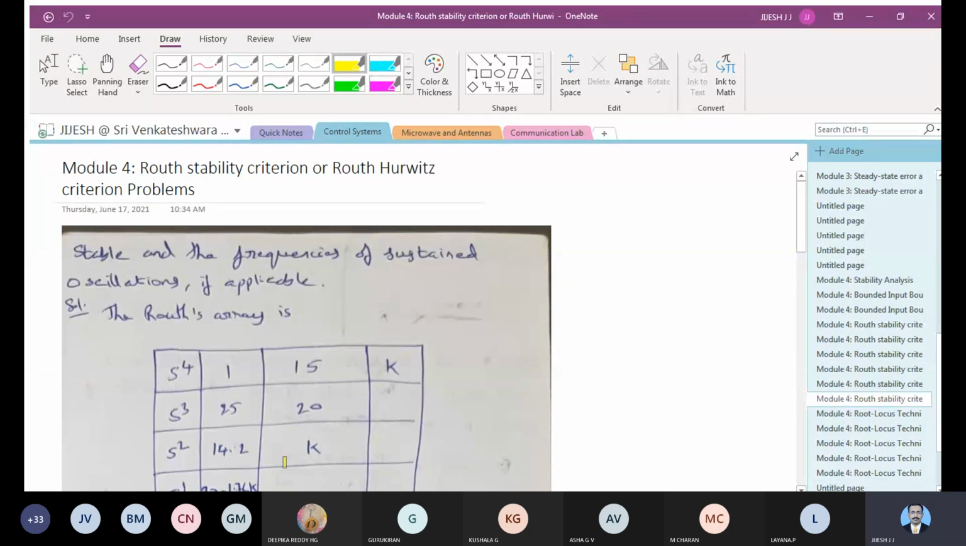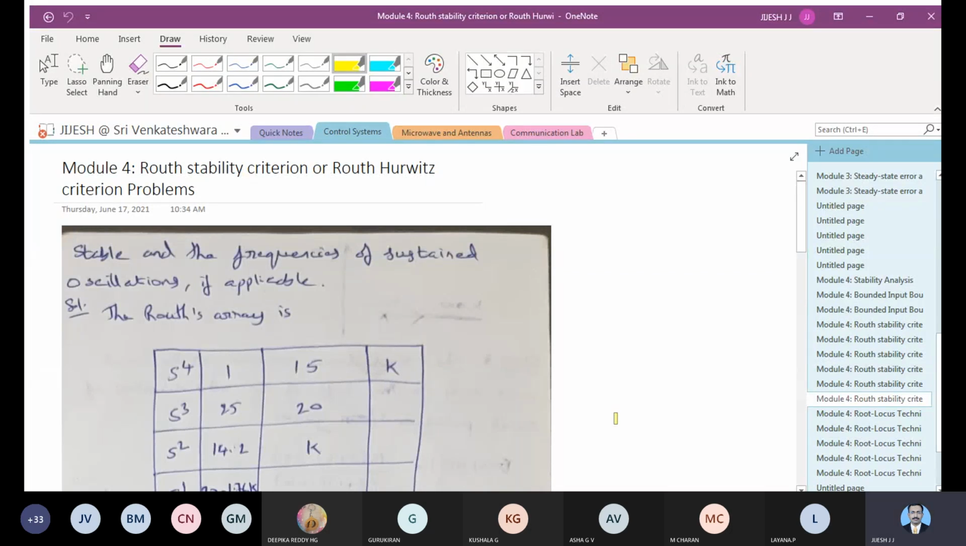If this kind of problem comes, you have to do it in terms of k. You know that if the entire first column is positive, the system is stable. If there is a sign change, that is, one of the elements in the first column comes out negative, you call the system unstable. And in some cases the system will be marginally stable.